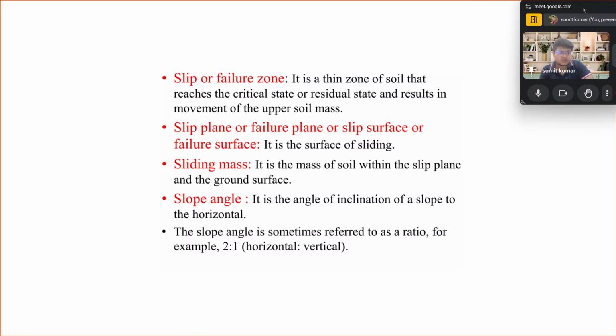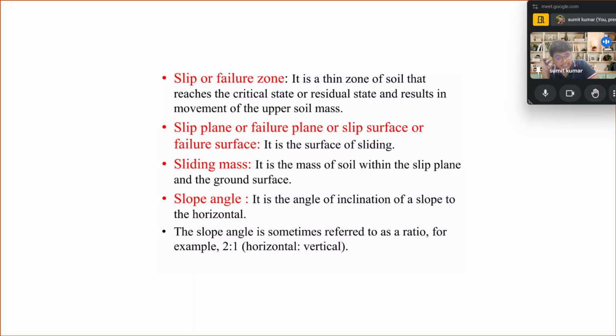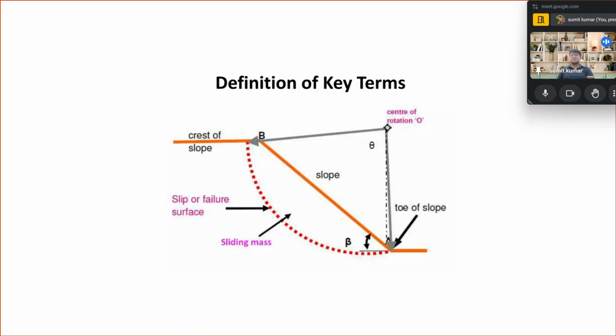Okay. So what I am talking about, as you see over here, some of the key terms are presented: the crest of the slope, the toe of the slope, and the center of rotation of the slope. Over here, theta is the angle between the crest and the toe of the slope. Similarly, the slip or failure surface is visible, the sliding mass is visible, the slope is visible, and the angle of the slope, beta, is also visible clearly to all of you.